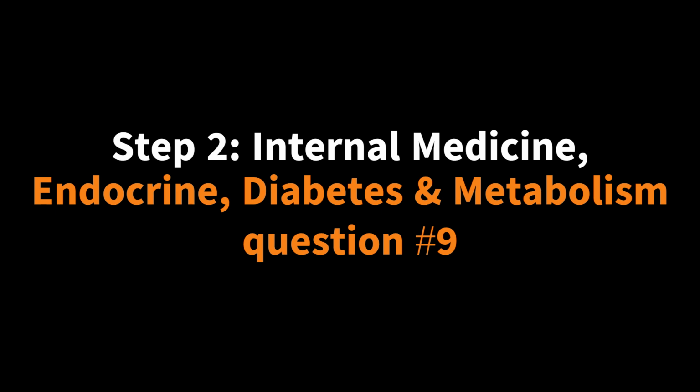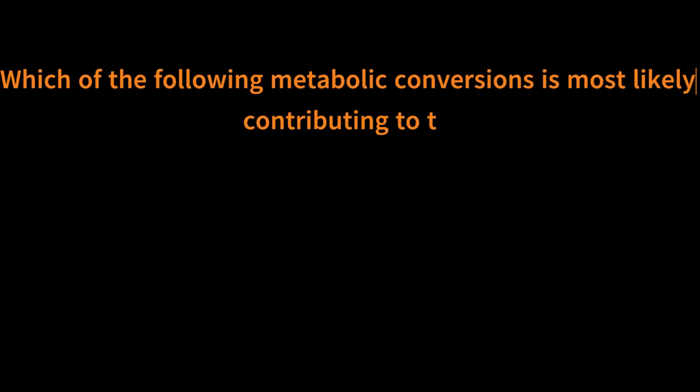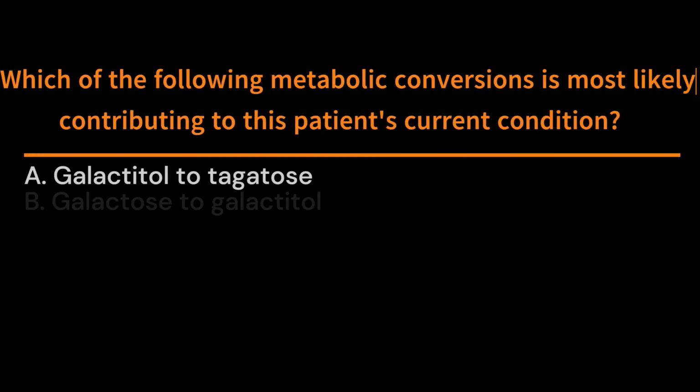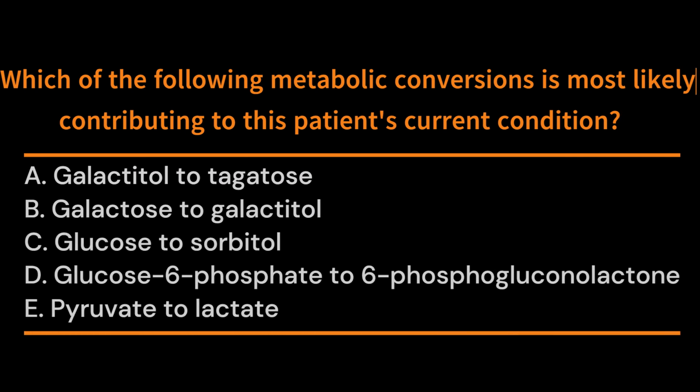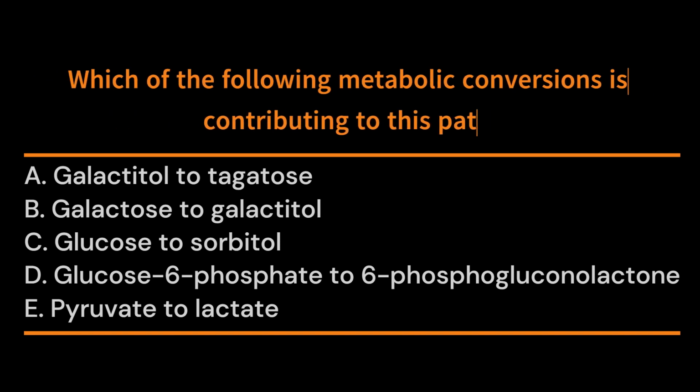For the following case, which of the following metabolic conversions is most likely contributing to this patient's current condition? A. Galactitol to tagatose. B. Galactose to galactitol. C. Glucose to sorbitol. D. Glucose 6-phosphate to 6-phosphogluconolactone. E. Pyruvate to lactate. The case scenario is: a 56-year-old man is evaluated for progressive visual impairment.